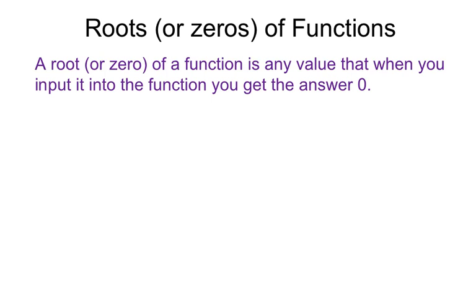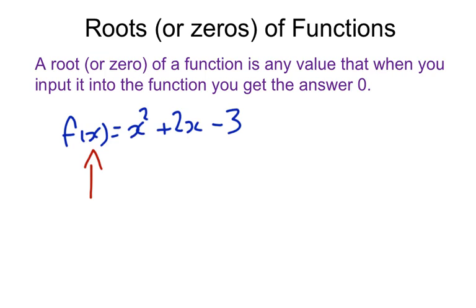In this video, we're going to look at the roots, sometimes known as the zeros, of functions. The root of a function is any value that when you input it into the function, you get the answer 0. So if we consider the example f of x equals x squared plus 2x minus 3, we're looking for any values that, when we put them in, make this equal to 0.